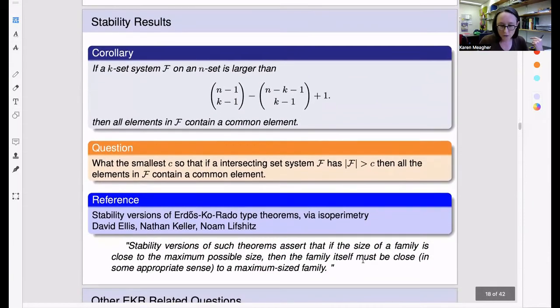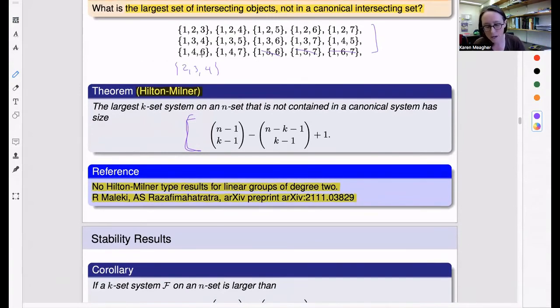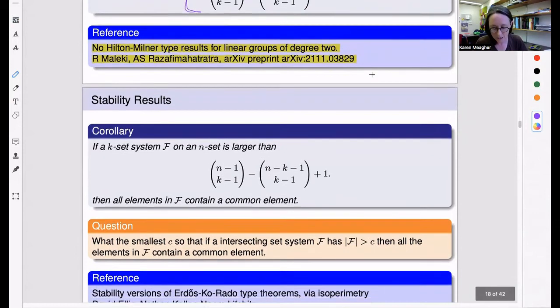We can also start looking at what are called stability results. By the Hilton-Milner theorem, this size right here is the largest set system that's not canonical. So really it's not contained in a canonical set system. I could take this canonical one and throw one away and say, haha, it's not canonical, but no one's going to care. It's contained in a canonical one. We can make it the biggest.